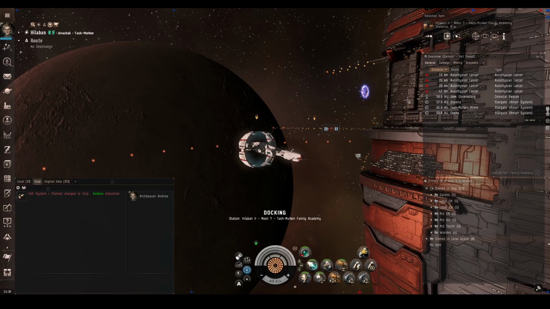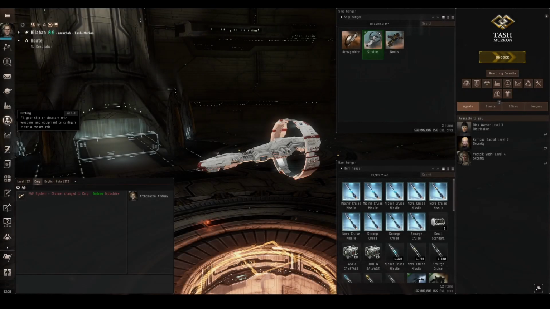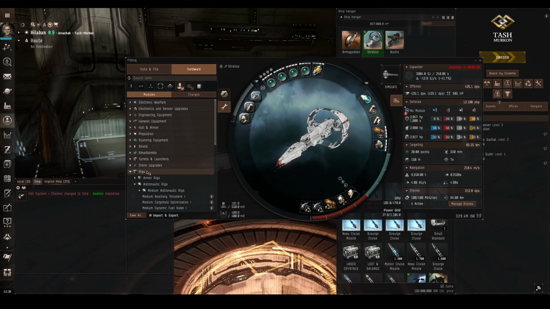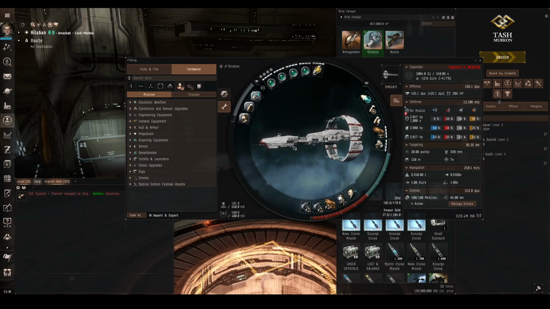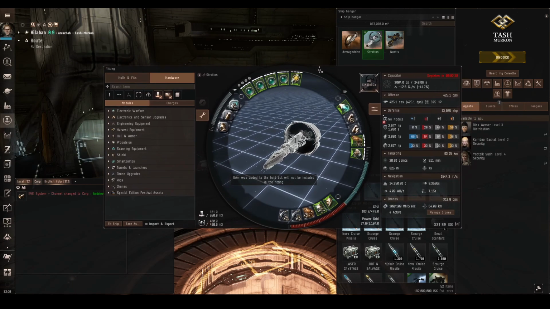So let's dock up, docking permission requested, and we'll get into the nitty-gritty of the capacitor. Okay, pretty much for the rest of this video we'll be in the fitting screen, so you'll have to get used to that, and the simulation will make it much easier.